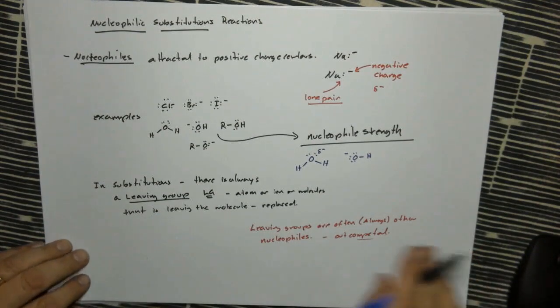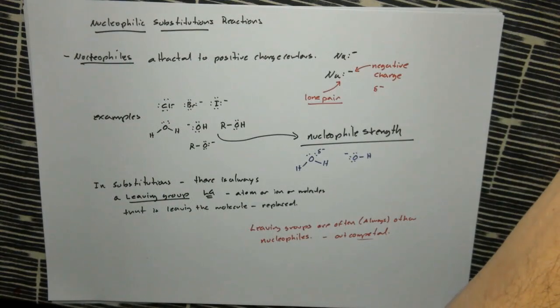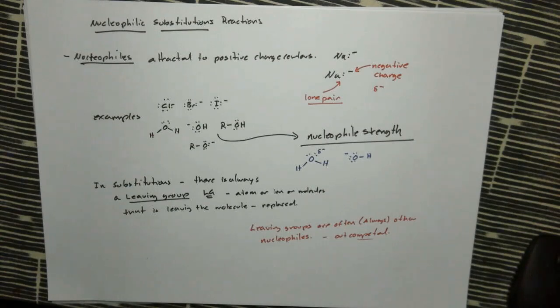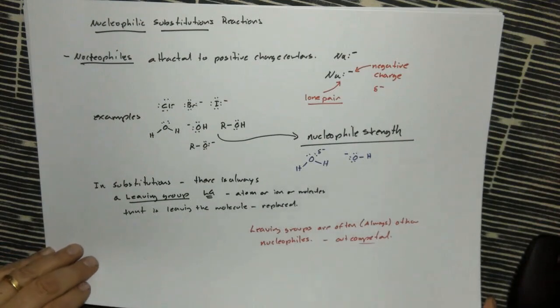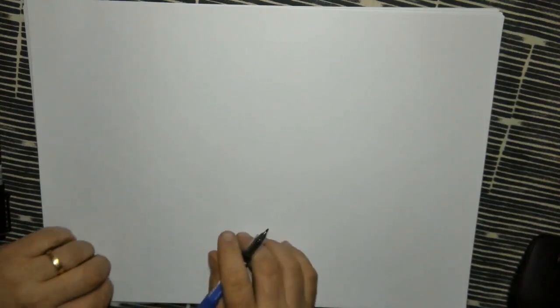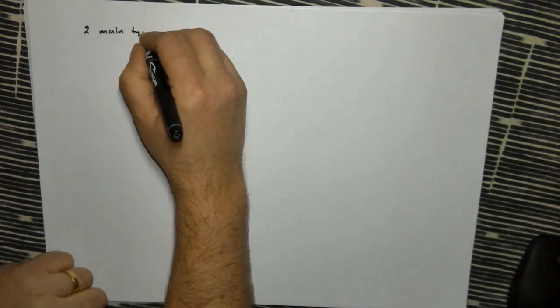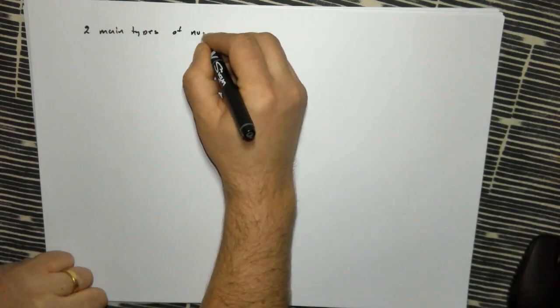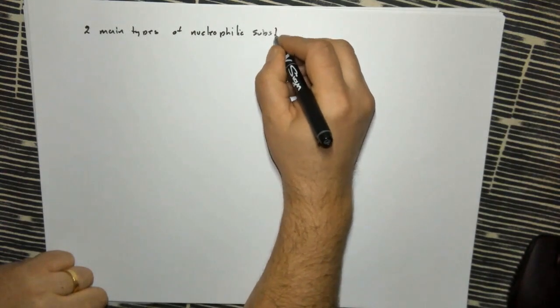Okay, so that's a little bit about nucleophiles, and if you need to learn more about nucleophiles, I'll provide more information for that in another video. So when we talk about nucleophilic substitutions, there are actually 2 types that we need to discuss, and they're different because they have slightly different kinetic properties. And so we have 2 main types of nucleophilic substitution.